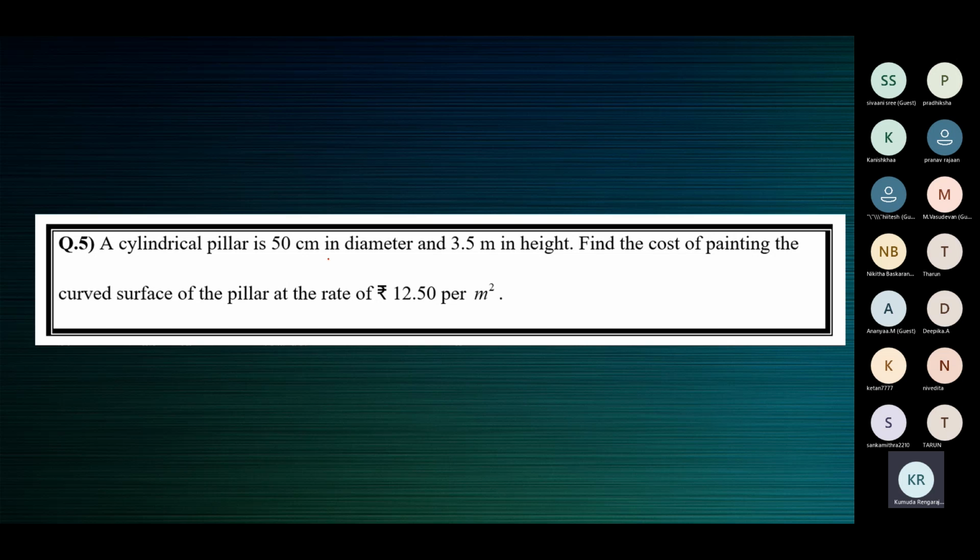Okay, so supposing I substitute the radius and height in centimeter, what is the unit for area? Centimeter square. But the rate is given per meter square. So how do I convert that answer in centimeter square to meter square?